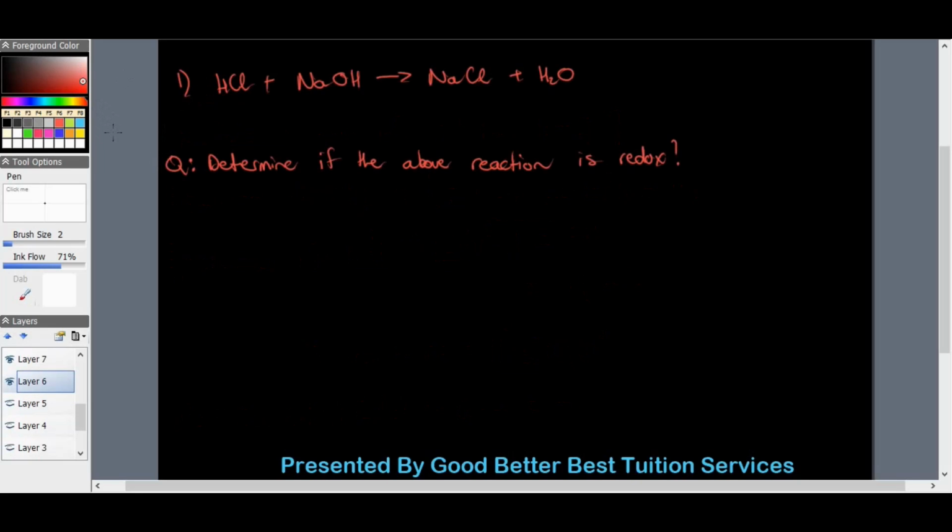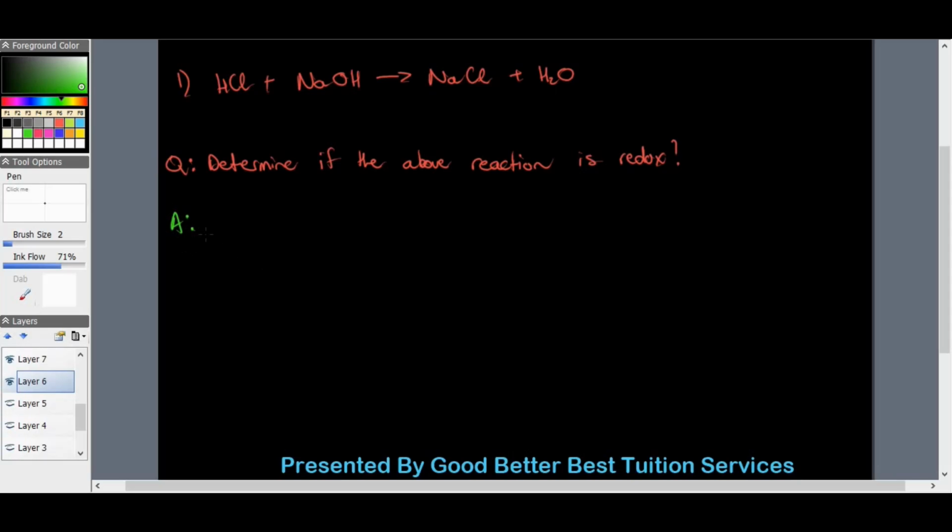So here we have a certain reaction between sodium hydroxide and hydrochloric acid, and obviously showing the product that has formed, which is the salt plus water. The question here is to determine whether or not the reaction is a redox reaction. So how are we going to go about doing this question?